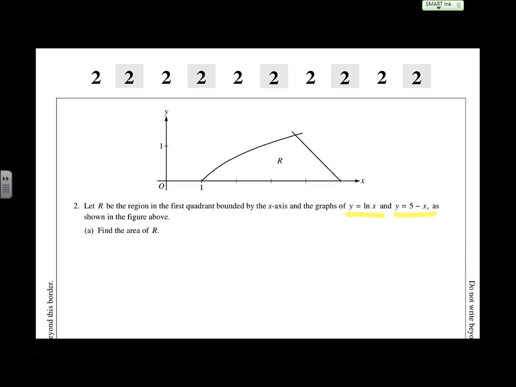So number 2, they gave us 2 functions. If there is something just to plug into a calculator, I'm going to leave it to you guys. I'll write it down and you guys can plug it in. We have ln, we have 5 minus x.